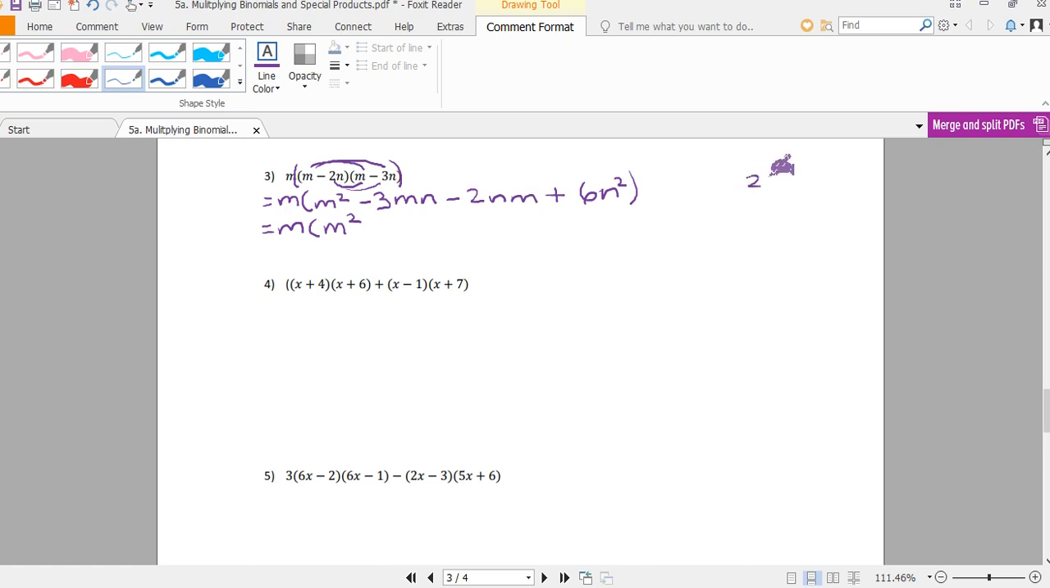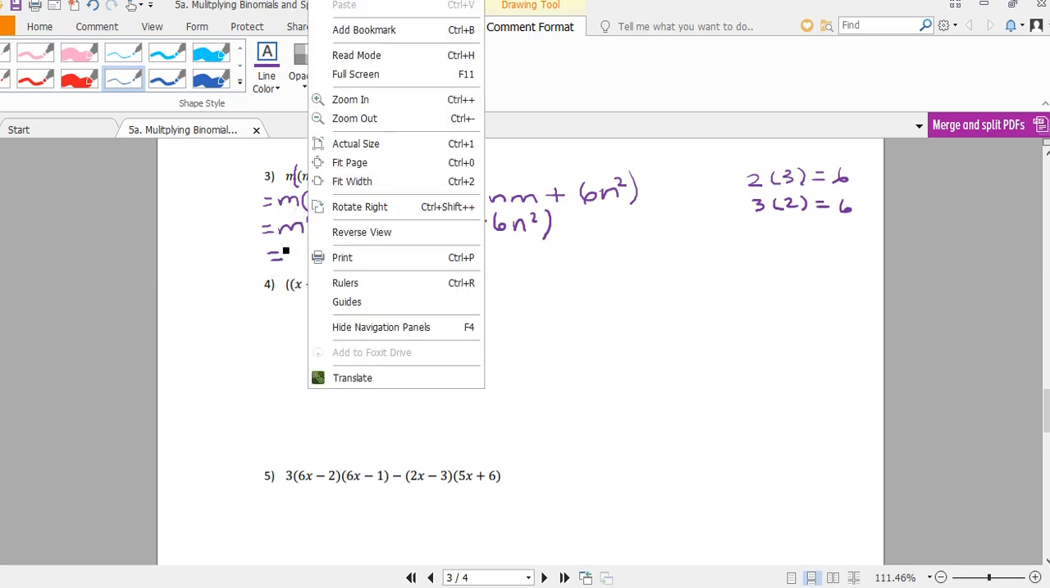Tomato, tomato. 2 times 3 is 6. Is 3 times 2 also 6? It sure is. So the order here doesn't matter. In other words, m times n is the same thing as n times m. Which means these are indeed like terms, which means I can group them. So negative 3 minus 2 is negative 5mn plus 6n squared. Now your last step is to multiply the m with everything that's in there. Okay? Now thinking back to last lesson in regards to exponent rules, this is the exponent of 1, right?